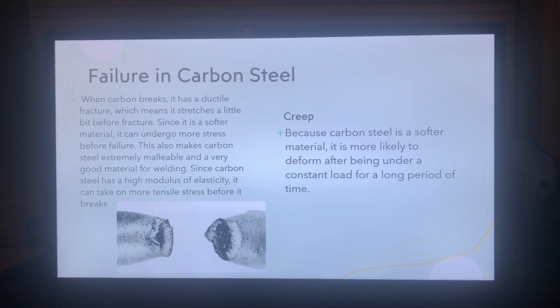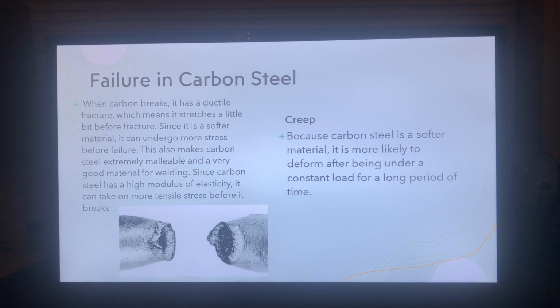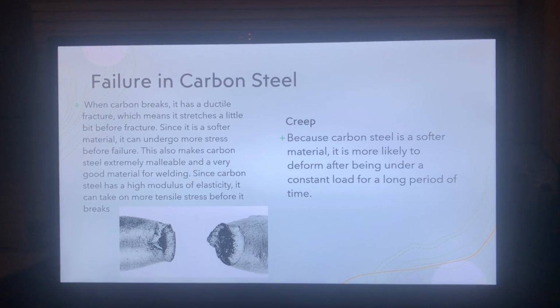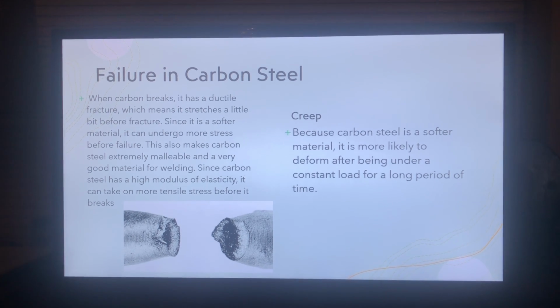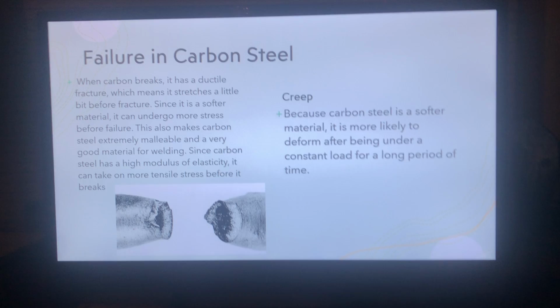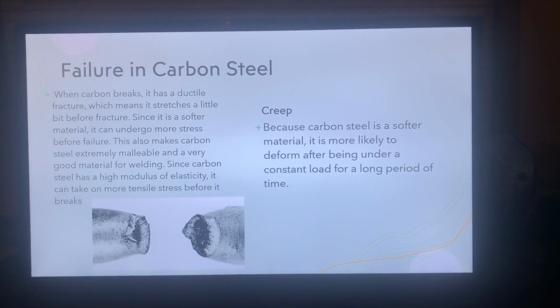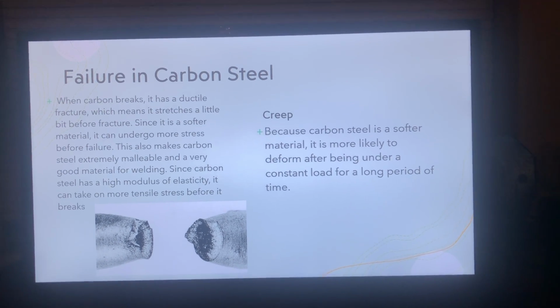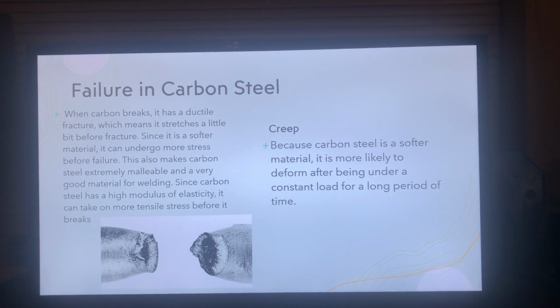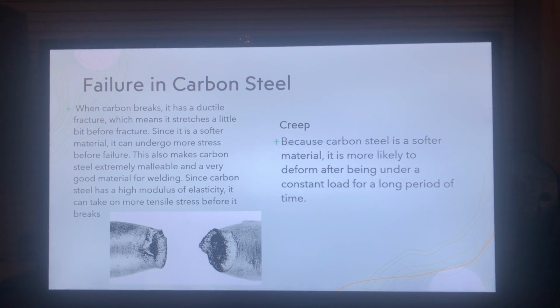Carbon steel does have a ductile fracture, so that means it will deform a little bit before it does break, and that's what causes the cone shape fracture in the picture at the bottom. And because carbon steel is softer, it will deform after being under a constant load for a long period of time, which is creep.